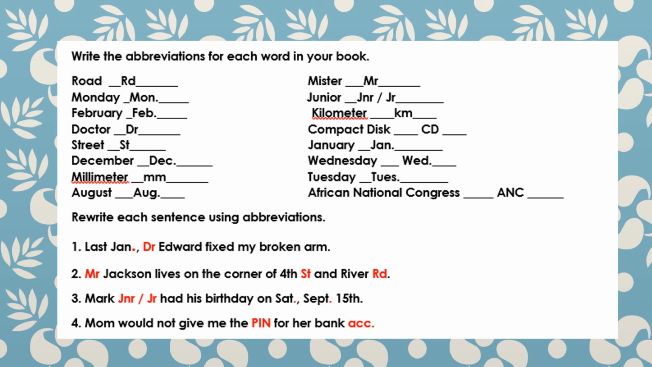All right, number 1, last Jan, full stop, comma. Doctor, no full stop. Edward fixed my broken arm. Number 2, Mr, no full stop. Jackson lives on the corner of 4th Street, ST, and River Road. Road got a full stop there only because it was the end of the sentence. But when we abbreviate road, it does not need a full stop. Number 3, Mark Jr. There's 2 ways of abbreviating Junior. Had his birthday on Saturday, sat, full stop, comma, sept, full stop, the 5th.